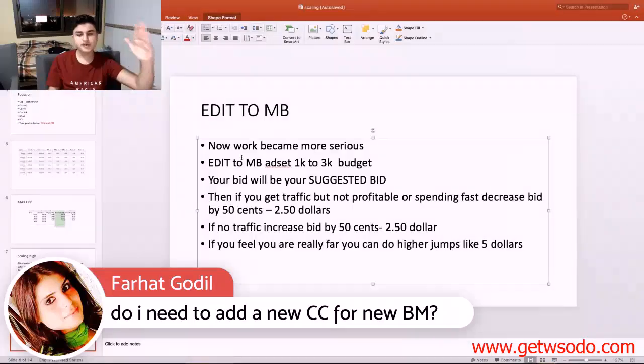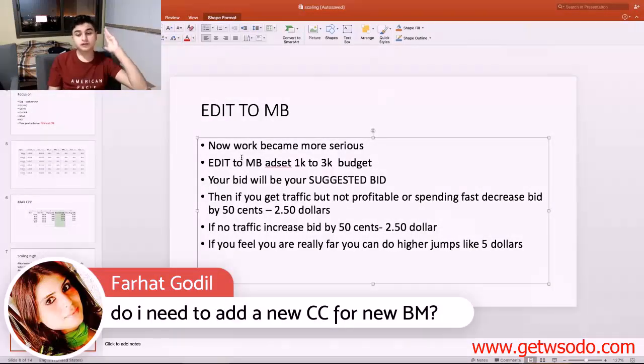So you edit to a manual bidding ad set, 1K to 3K budget. Your bid will be your suggested bid. I know I have always said do 2x, 3x your CPA, but now stuff changed. You should do your suggested bid. If you have the new update, you may say, oh, I don't have the suggested bid. What shall I do? It's simple. Install the mobile app and edit it from there. You will see the suggested bid. The suggested bid is still there on your mobile app.